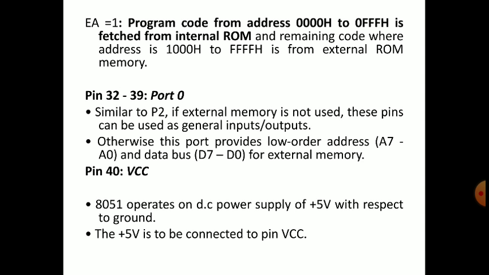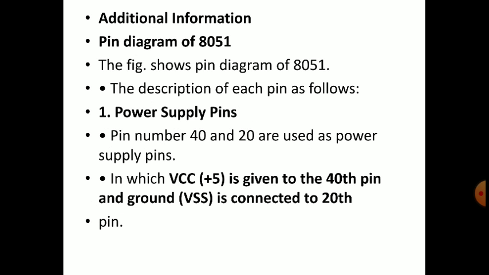And the last pin, pin 40, is VCC. V is capital and the CC is the subscript, and the subscript we have to write as CC. 8051 operates on a DC power supply of plus 5 volts with respect to ground. The plus 5 is to be connected to pin VCC. Okay. And additional information about this pin diagram: the figure shows the pin diagram. The description of each pin is as follows. Power supply pins: pin number 40 and 20 are used as power supply pins. Pin number 40 is for plus 5 and pin number 20 is for ground.